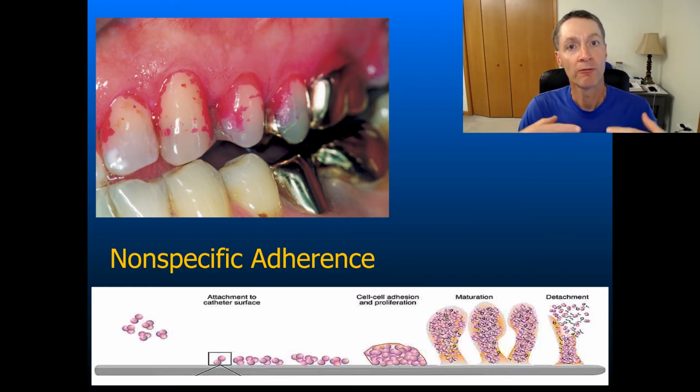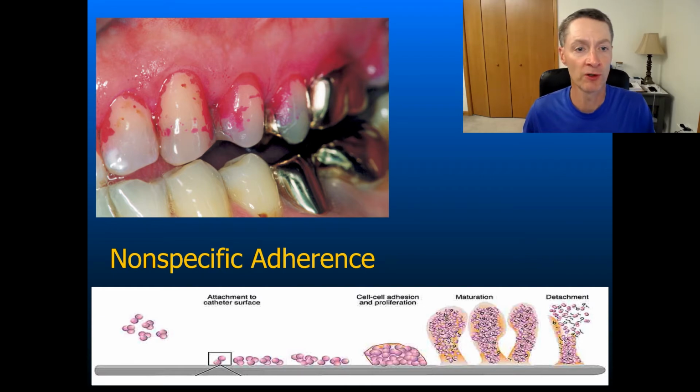Those would be forms of nonspecific adherence, ways that bacteria can bind to smooth surfaces without a lot of proteins to attach to. This would be a perfect example, like on your teeth. There could be natural surfaces like that, or they could be man-made surfaces, glass, plastic. These nonspecific adherence mechanisms are what are used by organisms that form biofilms.